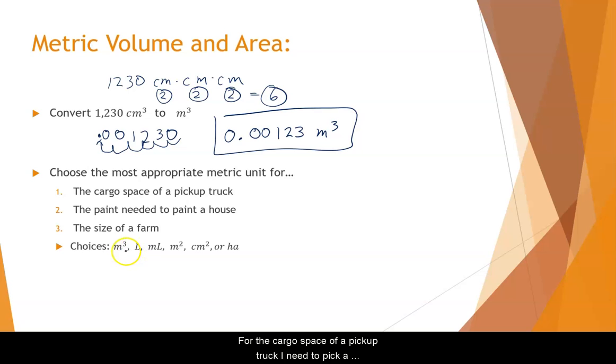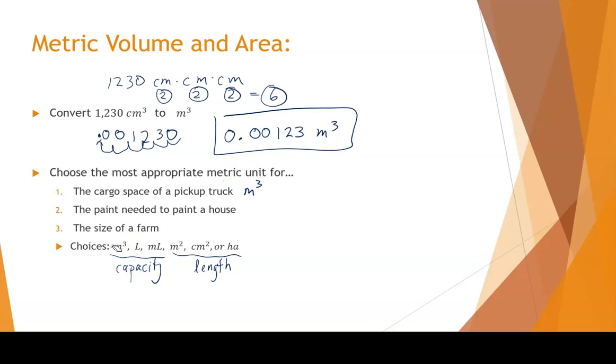For the cargo space of a pickup truck, I need to pick a capacity measurement. My capacity measurements are those first 3. These last 3 are all length measurements. Out of these 3, the first one is the most appropriate for the cargo space of a pickup truck. For the paint needed to paint a house, milliliters would be too small, but I think liters is appropriate. A cubic meter of paint, since a meter is approximately 3 feet, that would be a giant tub of paint. That's more than we need.